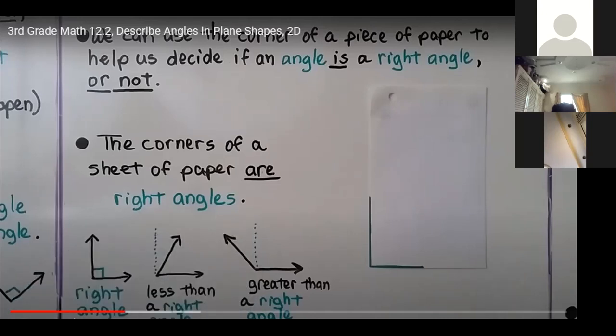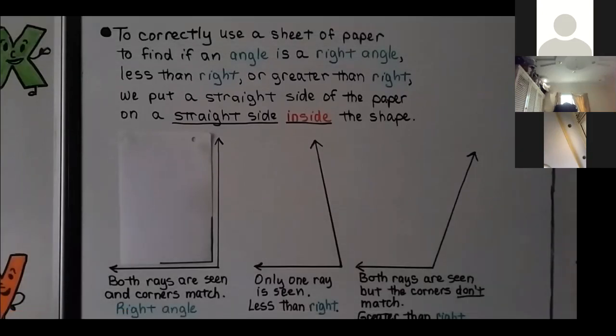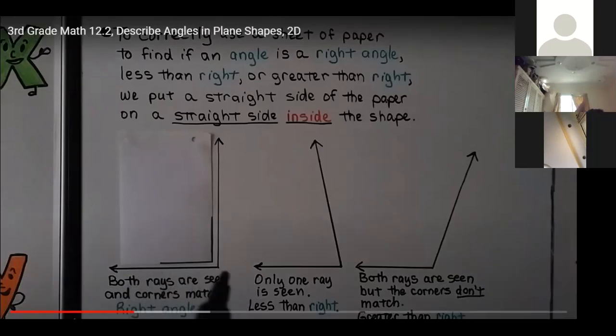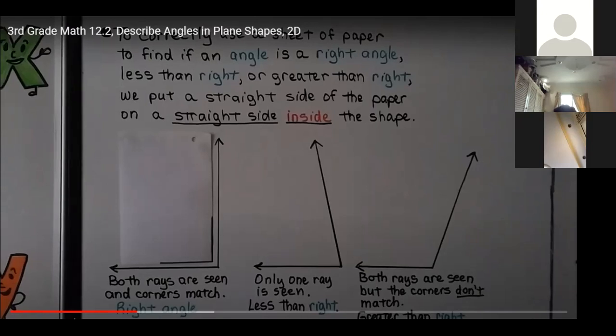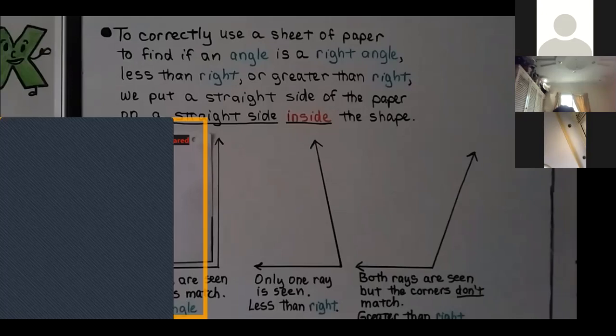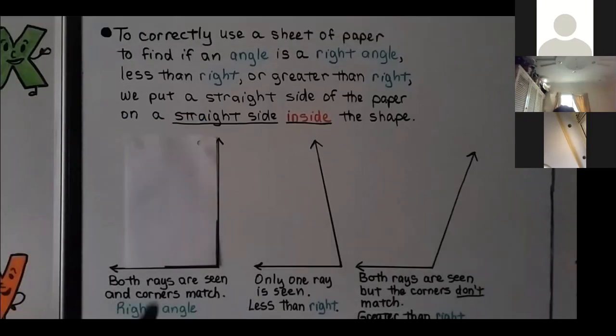So let's take a look at this. To correctly use a sheet of paper to find if an angle is a right angle, less than right or greater than right, we put a straight side of the paper on a straight side inside the angle. We can see here both rays are seen. There's one going this way, there's one coming up this way, and the corners match. We can line it up perfectly. So this is a right angle.